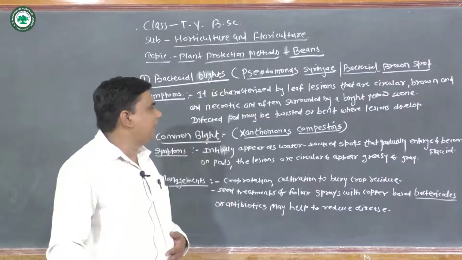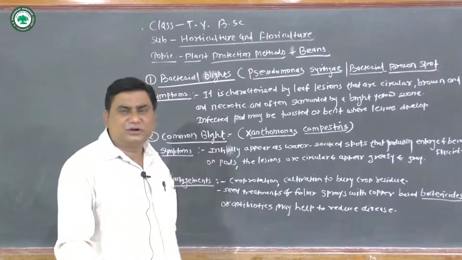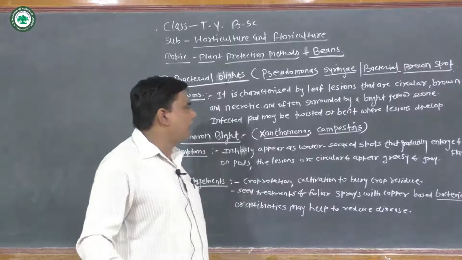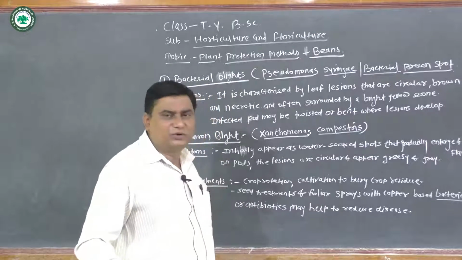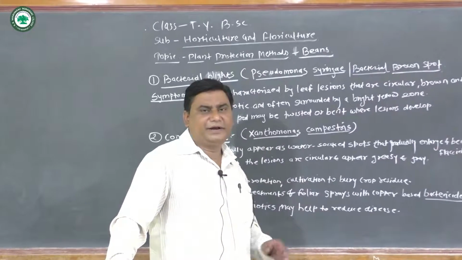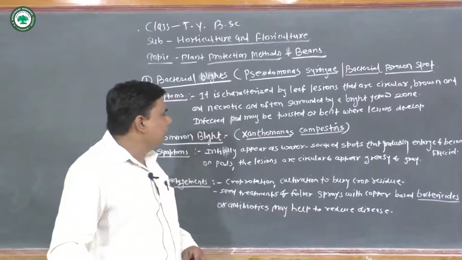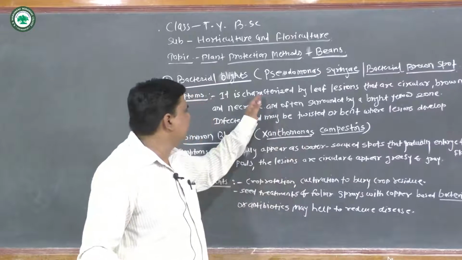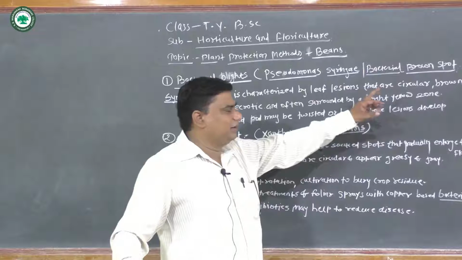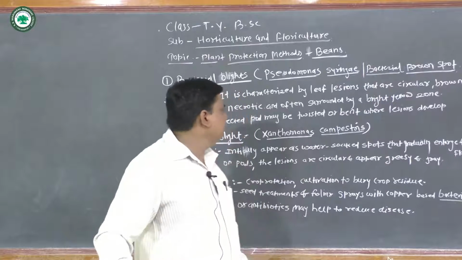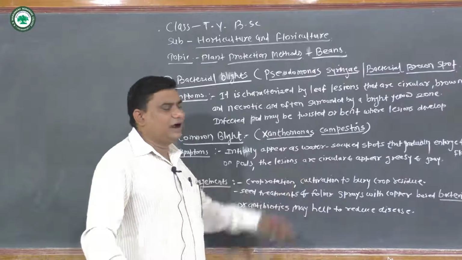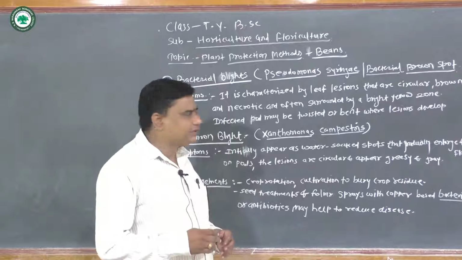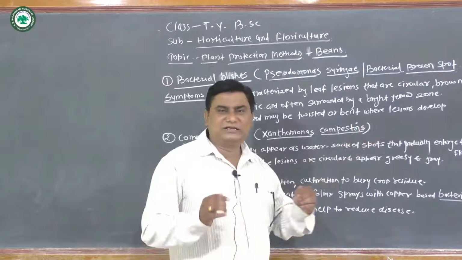The disease is characterized by leaf lesions that are circular, brown and necrotic, and often surrounded by bright yellow zones. Then infected pods may be twisted or bent where the lesions develop. So these are the symptoms: leaf lesions that are circular, brown and necrotic, often surrounded by bright yellow zones, and infected pods may be twisted or bent where the lesions develop.